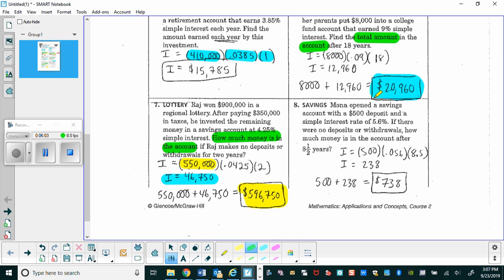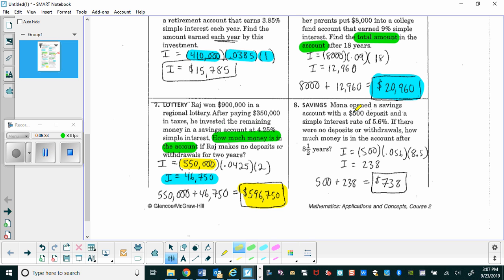Mona opened up a savings account with $500, so that's not as much as some of the other amounts. And she does have a good rate here. She's getting 5.6% interest. That is a lot of interest rate for just a small savings account. Most of the times, these interest rates really are at like 0.2 or 0.3% for a small little savings account in a bank. But 5.6 is a lot here. And if there's no deposits or withdrawals, how much money will be in the account after 8.5 years?